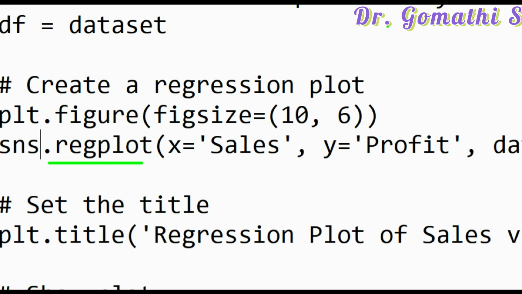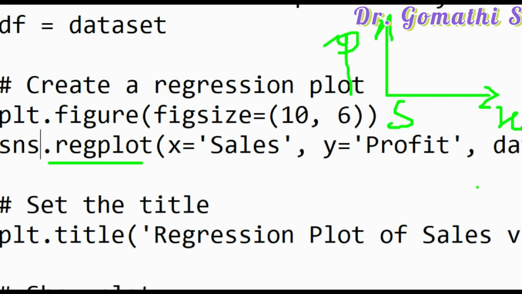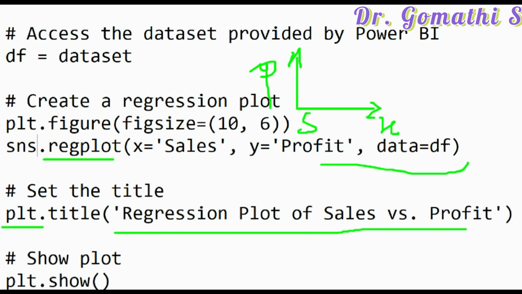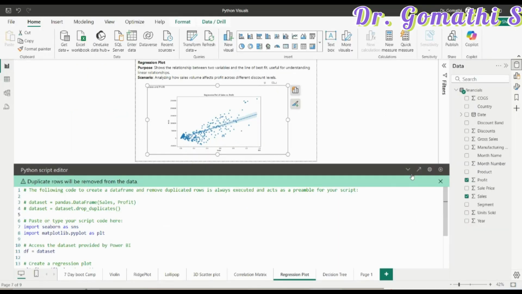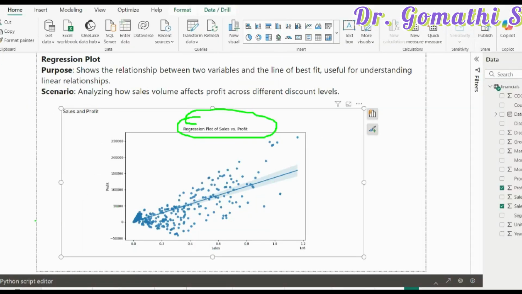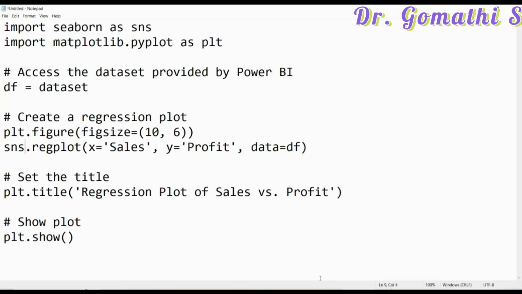In my regression plot, I have to plot sales on the x-axis and profit on the y-axis, so that is why I am creating it like this. And I wanted to use the data from the df, that is the data frame. Finally, I wanted to create a title for this regression plot of sales versus profit. You can see that title here, and this is your X label and Y label, and then plt.show. So this is how you can create a simple regression plot.